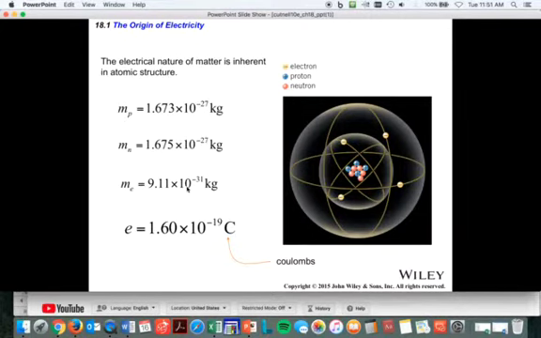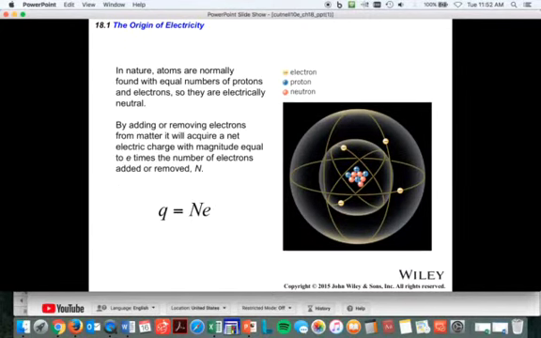And so that way we can quantify how much charge we have, how many extra protons or how many extra electrons we have in a certain area where we notice a charge. We get that by this: Q is equal to N E. And so here's what we do.